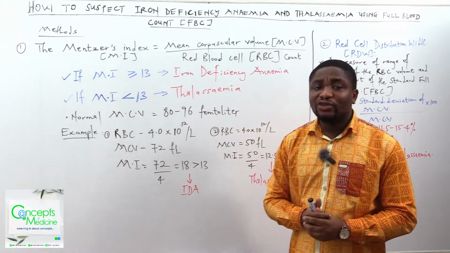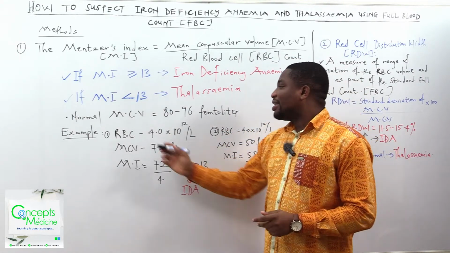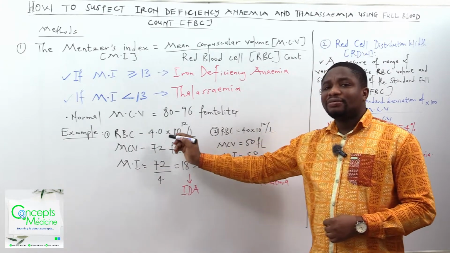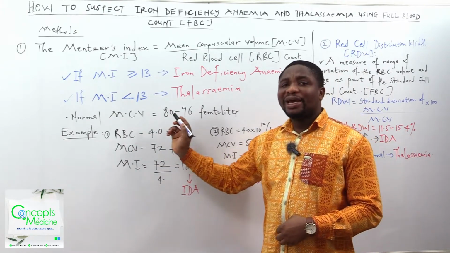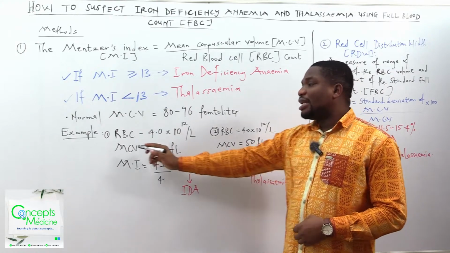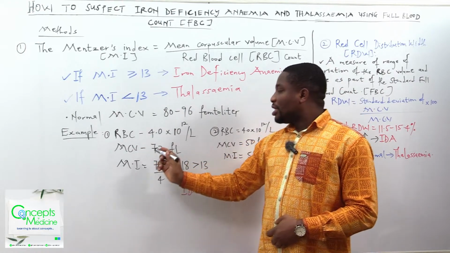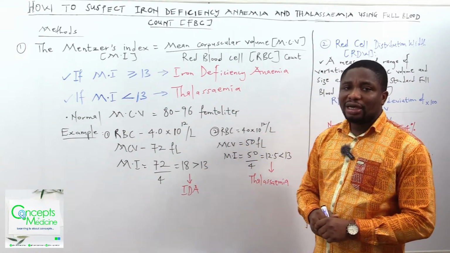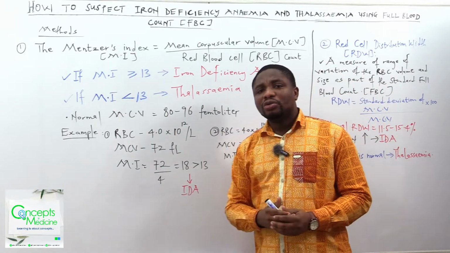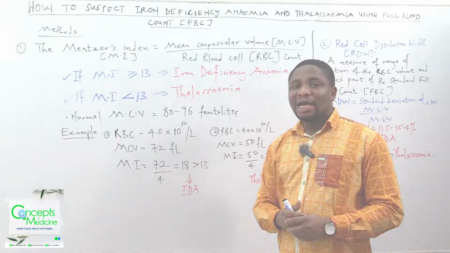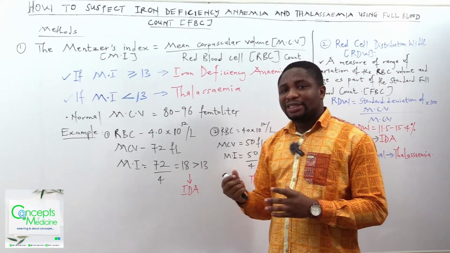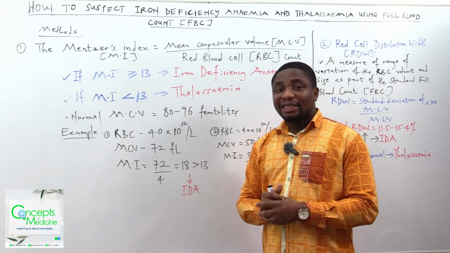Let's say you have a full blood count report and the red blood cell count is 4.0 times 10 to the power 12 per liter. And the MCV, which is the mean corpuscular volume, is 72 femtoliter. How do you tend to create a suspicion? How do you tend to suspect iron deficiency anemia and thalassemia?